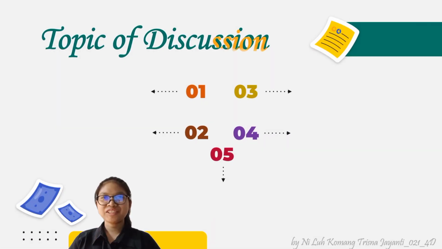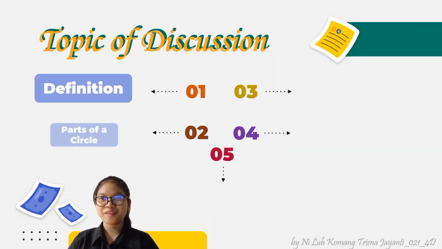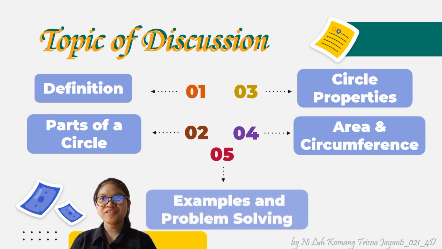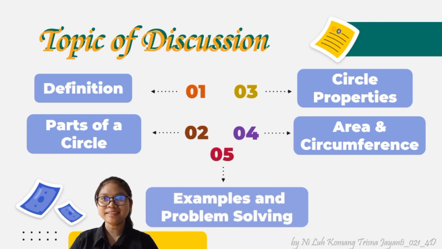There are 5 topics for discussion that I will present today. The first topic is the definition of a circle. The second topic is the parts of a circle. The third topic is the properties of a circle. Then the fourth topic is the area and circumference of a circle. And the last topic is the example and problem solving.